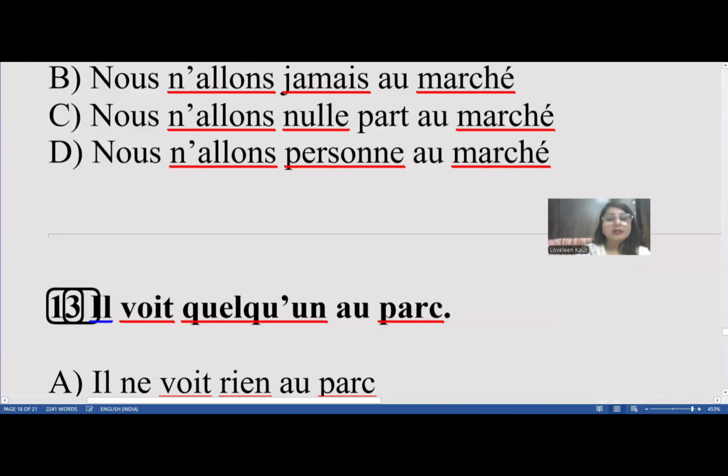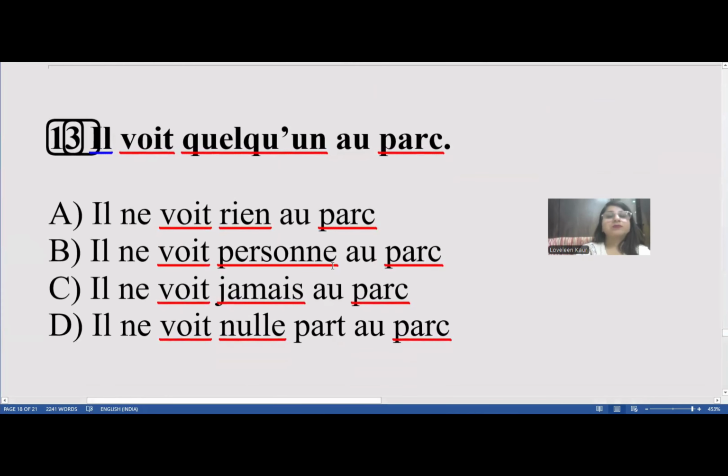So now let's see 13th. Treizième question. Il voit quelqu'un au parc.